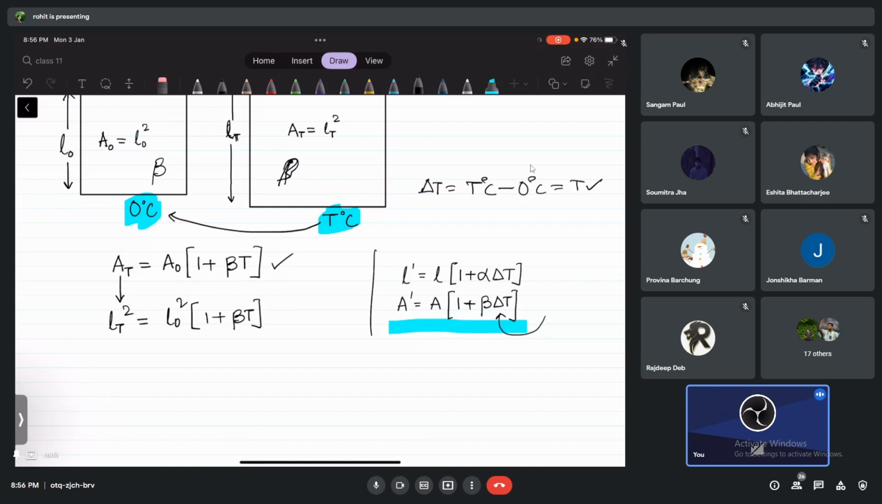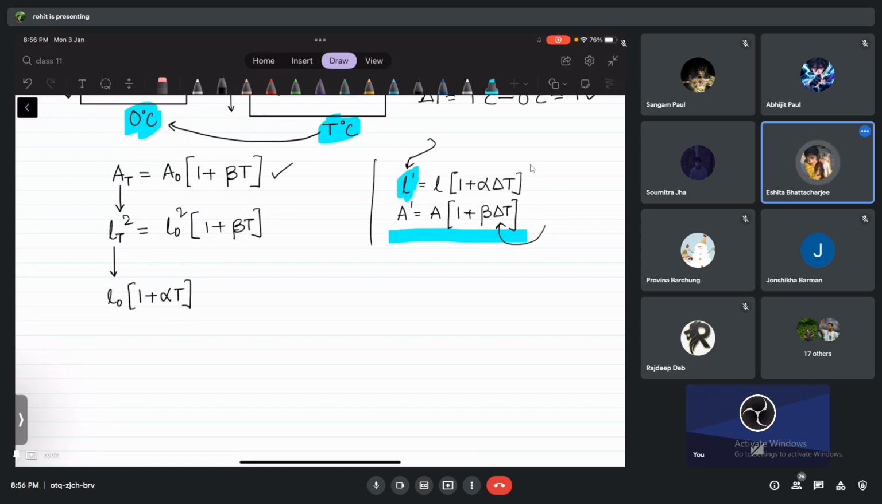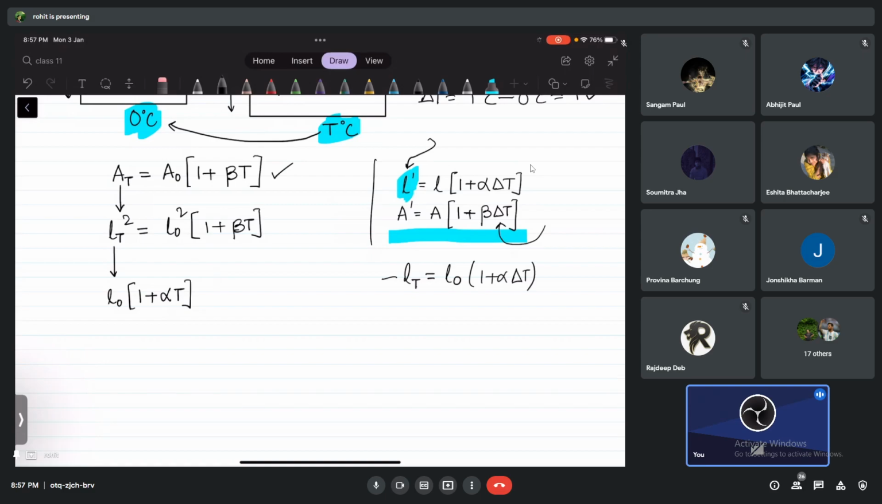From where will I get alpha? If I substitute for length, or new length? New length. So tell me, what is the new length? Your new length is equal to initial length, which is L0 in our case, L1 equals L0 times 1 plus alpha delta T, and delta T is again T. This is our new length, right? Yes, sir. But we have to square it, we cannot keep it like that. We have to square it, equals L naught square times 1 plus beta T.